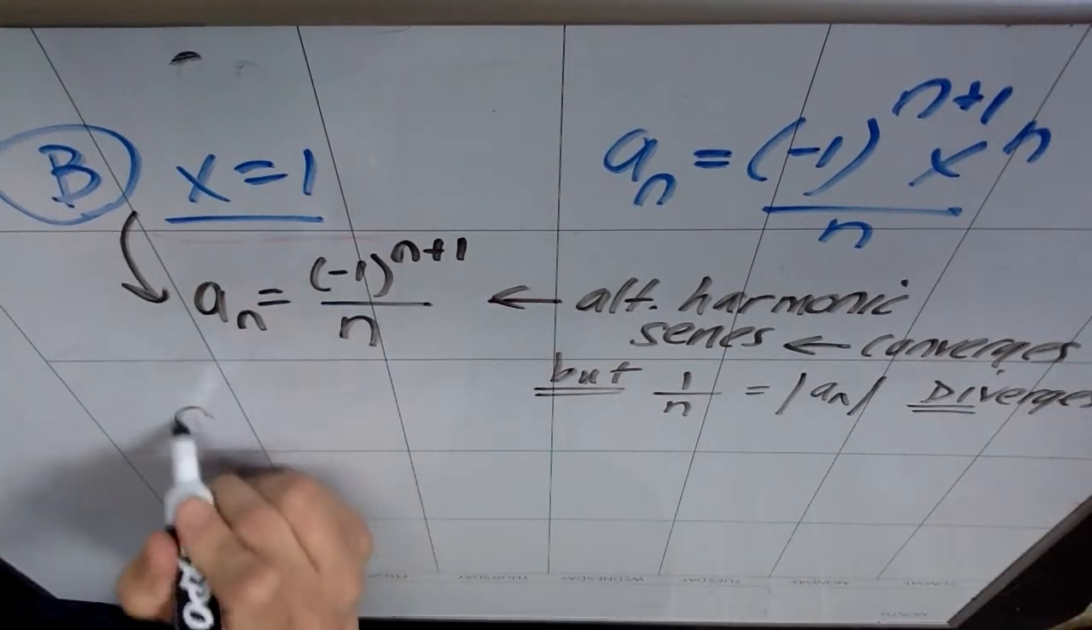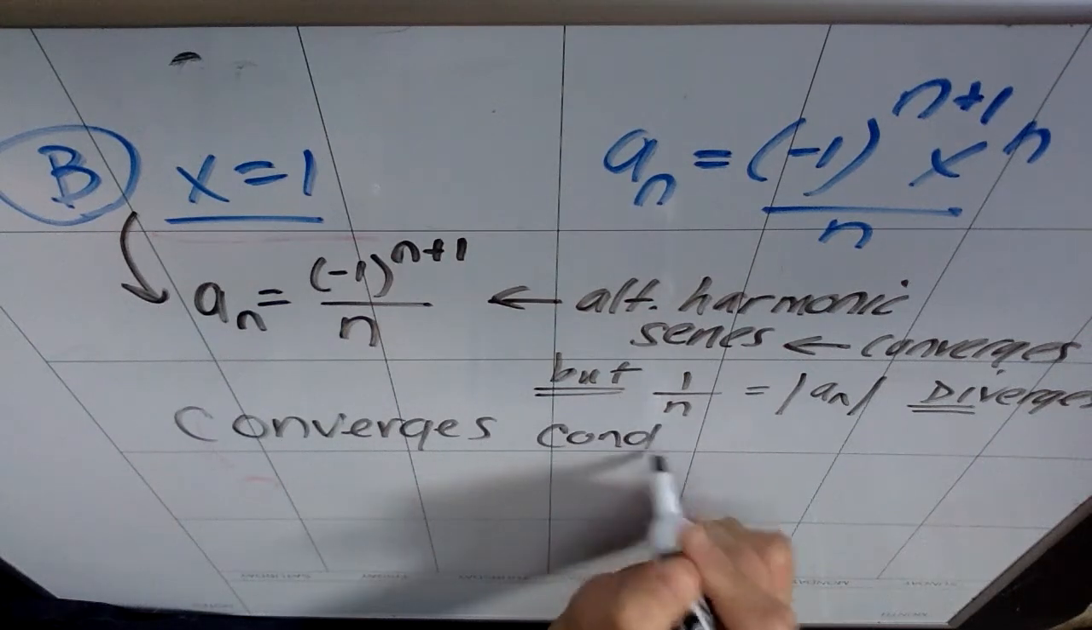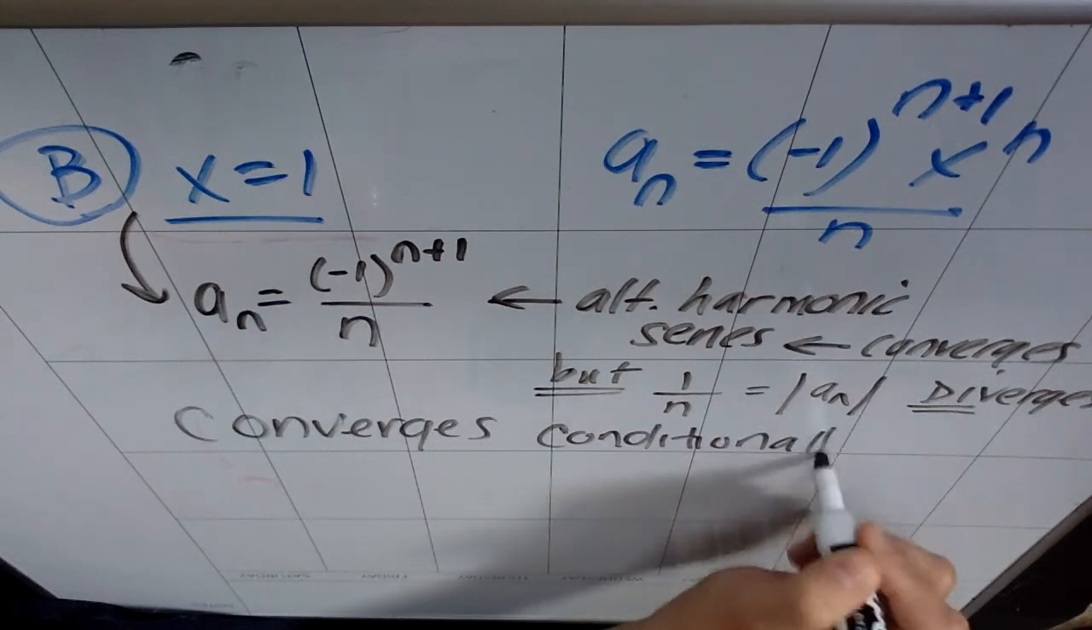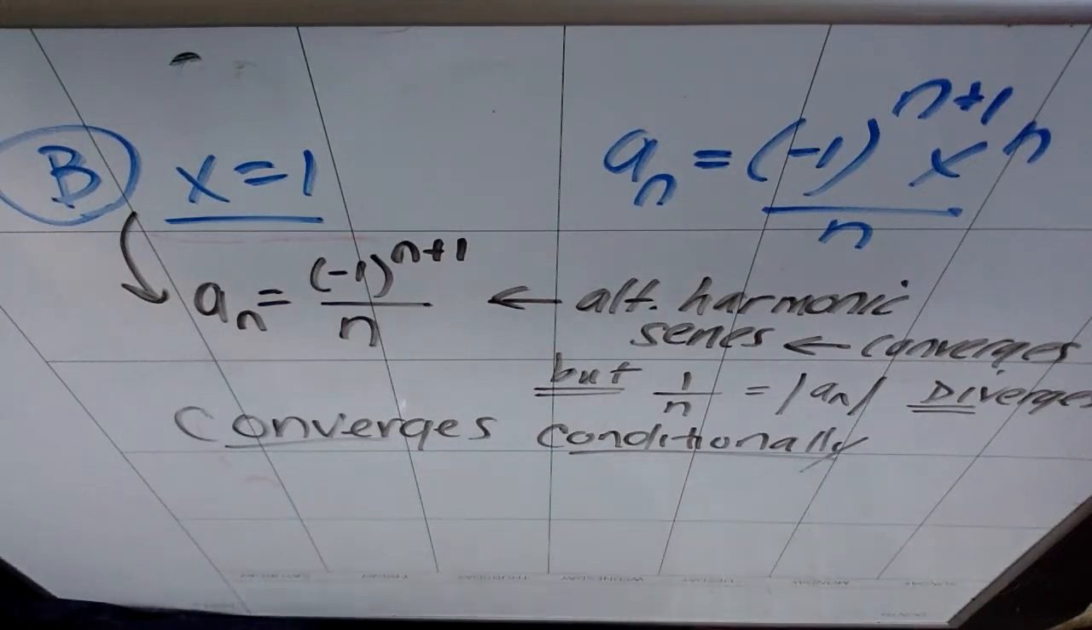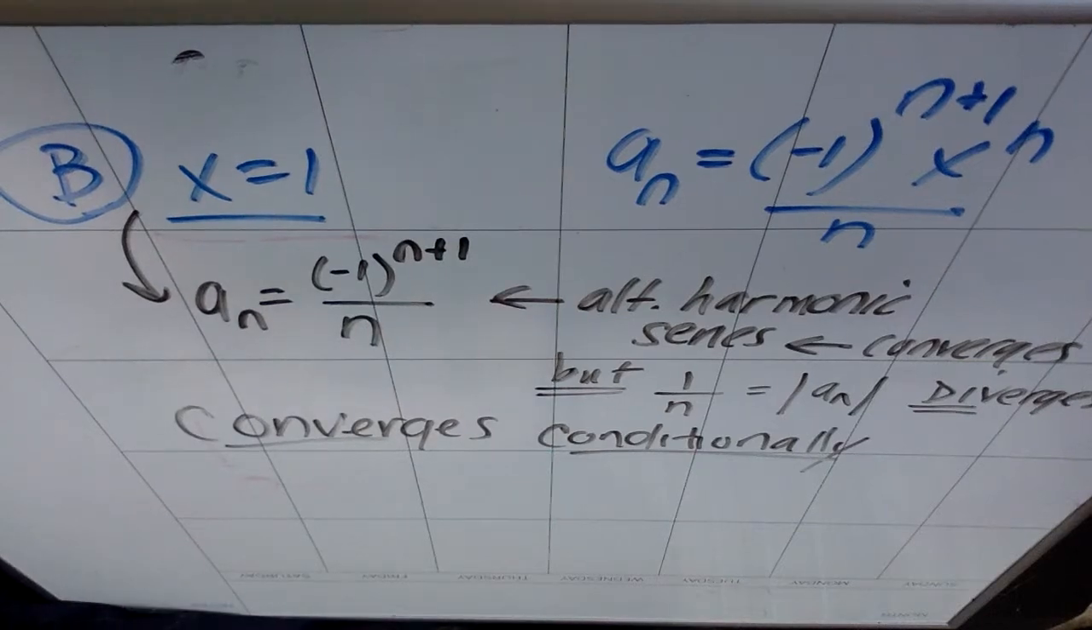So what we would say is that this thing converges conditionally. Right? It converges conditionally, not absolutely, because if you were to make all the terms positive, and in my brain I always think absolutely, like absolute value, if you were to make all the terms positive, this thing would not converge, because it would be the regular old harmonic series, so this thing converges conditionally.